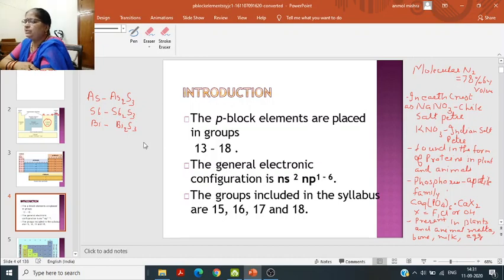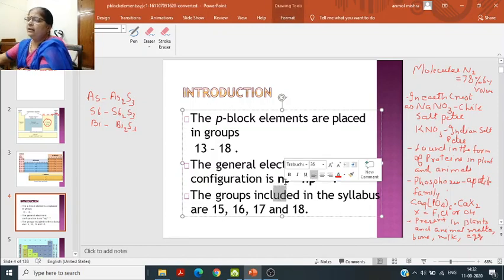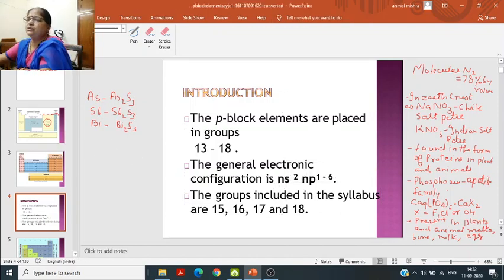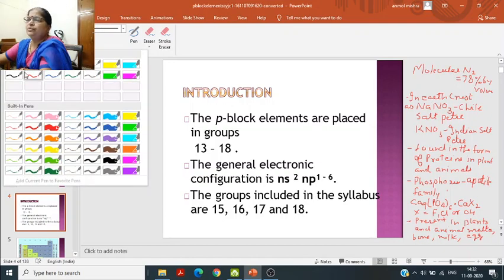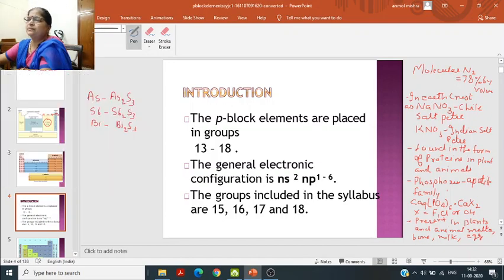In this chapter we have to study the first group, group 15th. Group 13 and 14 we have already studied in class 11th. Its general electronic configuration is ns2 np1 to 6.